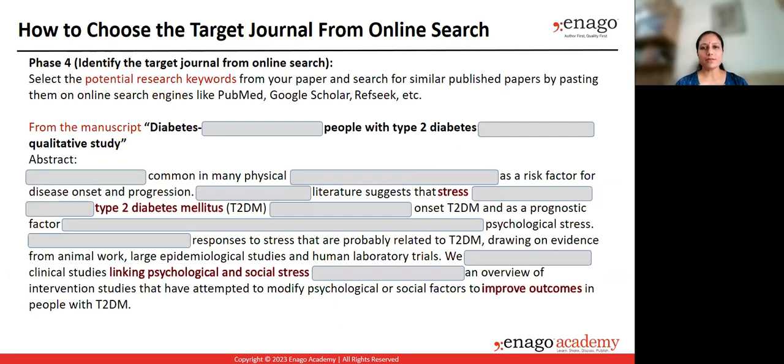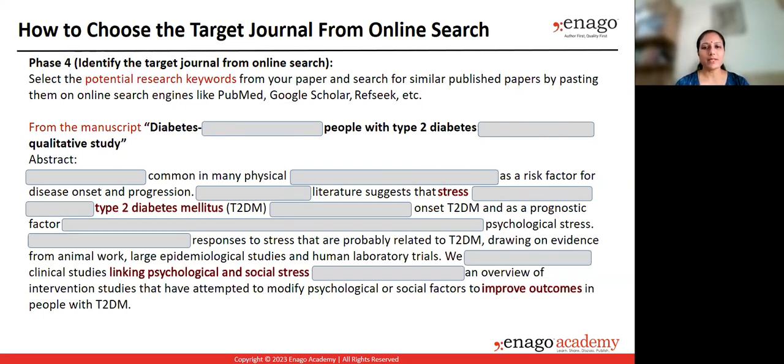At the end of phase 3, we come now to phase 4, where we will start our confirmation of the target journals that we have in mind until now through an online search process. If you can remember those red highlighted text, which were the essential keywords from the paper, we can take these keywords and search for similar published papers by pasting them on online search engines like PubMed, Google Scholar, RefSeq, and any other such tools which are trustworthy.